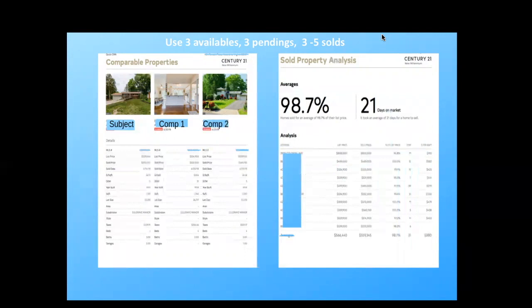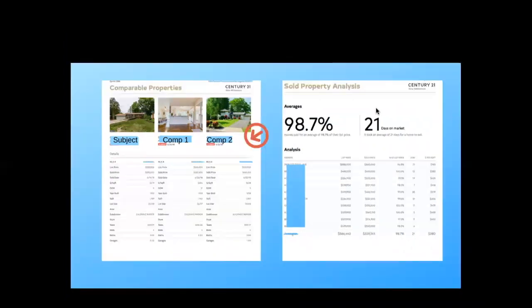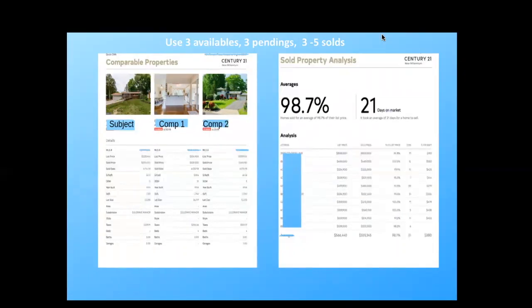We have our subject property. We usually put that to the left, and then we have our comps. I prefer to use 3 availables, 3 pendings, and 3 to 5 solds. Although appraisers only use solds, but remember, they are doing this to substantiate the value of the house to protect the investor. I'm doing this to get the most money for my seller.